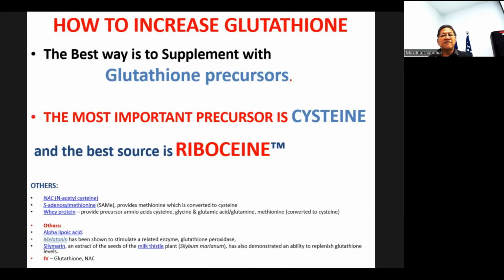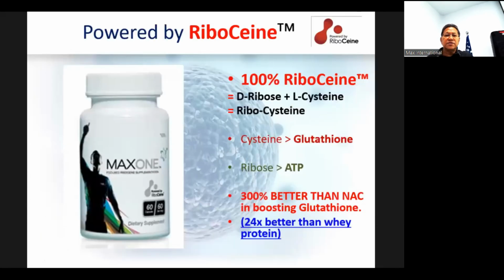And the best source of stable cysteine is ribosine. And what is ribosine? Ribosine is D-ribose L-cysteine. D-ribose is a simple sugar, and L-cysteine is the amino acid. Both are natural. The molecule is actually called ribocysteine and is a product of research of this company, Max International, and it is trademarked as ribosine. And the supplement product is Max1.